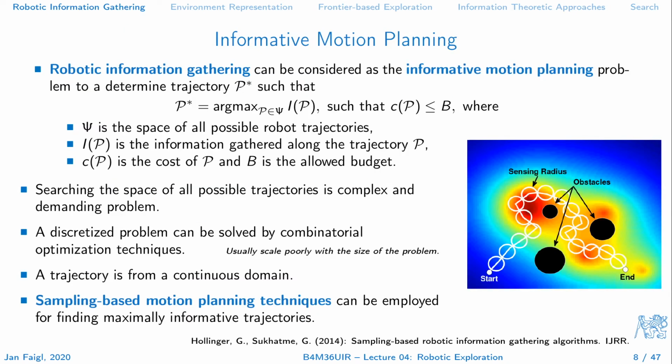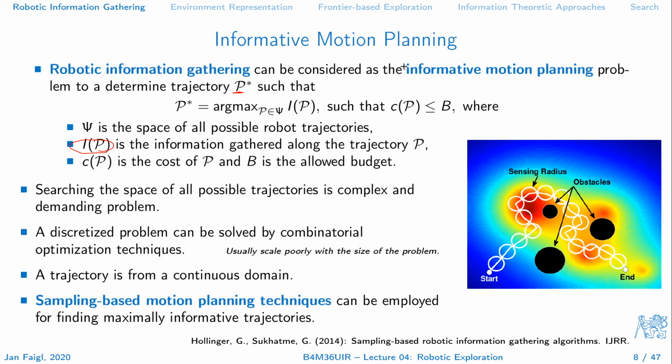Let's start with a very general problem formulation, informative motion planning. We can consider robotic information gathering in general as a variant of the informative motion planning problem, where we aim to determine a trajectory, let's say P star, that is, from all possible trajectories, the one with the most informative information gathered along the trajectory. So it's the trajectory which will provide us the most relevant data.